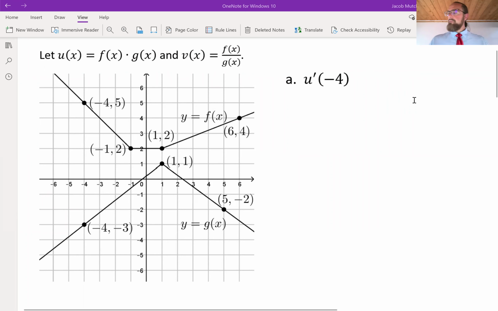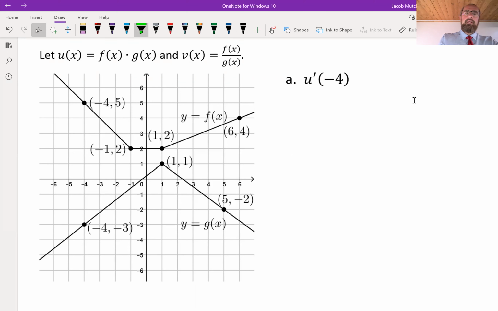So let's investigate this first derivative. It's the derivative of u, so u prime at -4. Since we're working on a graph and we don't have access to equations, one thing that might help us is to actually write our equations, which will help us when we go to calculate the derivative of the product. So let's start over here on this left side, and let's find the equation of this left-hand piece. I'll just roughly outline it there in red.